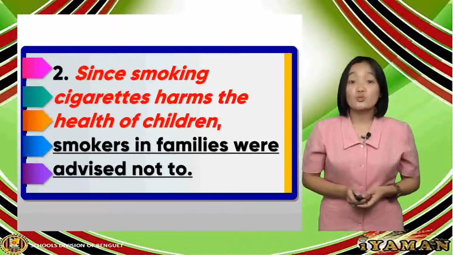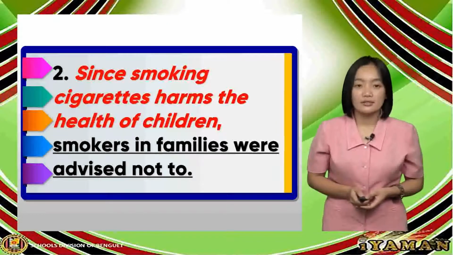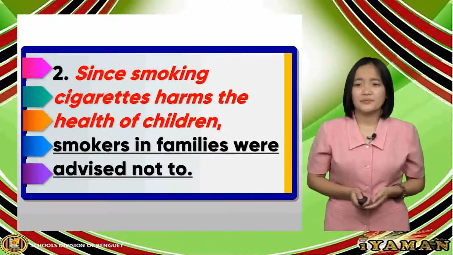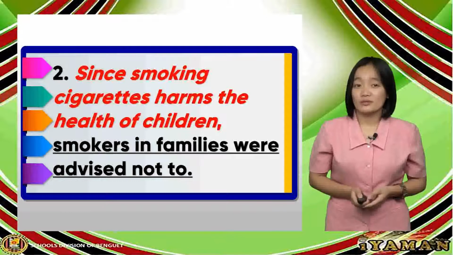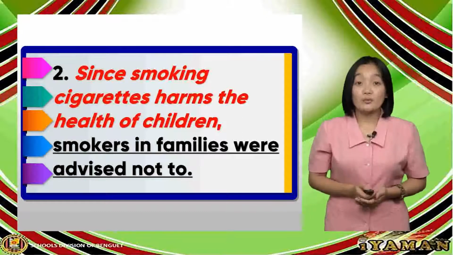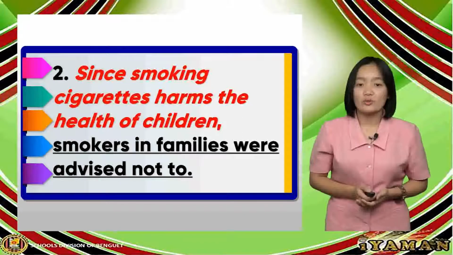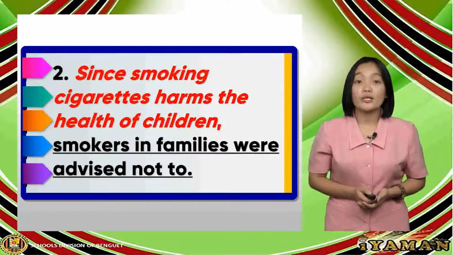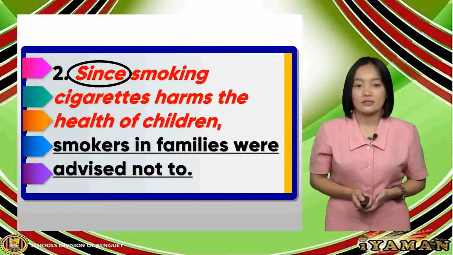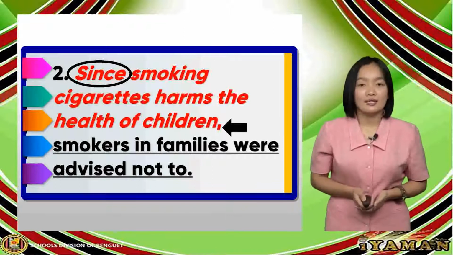Next, since smoking cigarettes harms the health of children, smokers and families were advised not to. What clause shows the problem? What clause shows the solution? In this example, what clause comes first? Always remember that if a dependent clause comes first before the independent clause, it is always introduced by a subordinating conjunction. In this example, we use the subordinating conjunction since. What separates the problem and the solution? It's the comma.